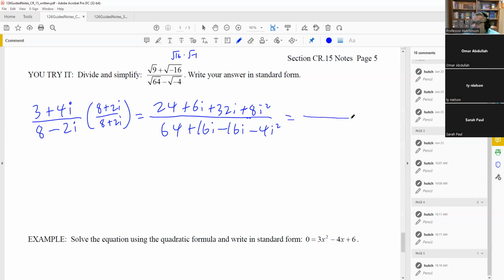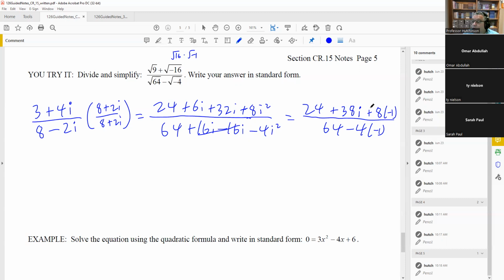Next, we're going to add the like terms and put a negative 1 in for the i squared. 24. 6 plus 32, 38. So we get plus 38i. And then plus 8. And then instead of the i squared, we're going to put negative 1 in there. On the bottom, we get the 16i's are going to cancel out. So we get 64 minus 4 times negative 1. Again, we put negative 1 in for the i squared. Simplify this.